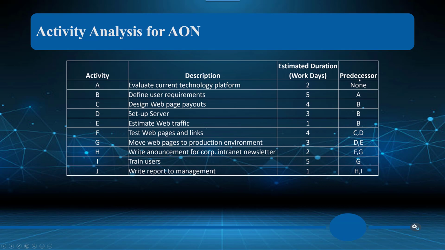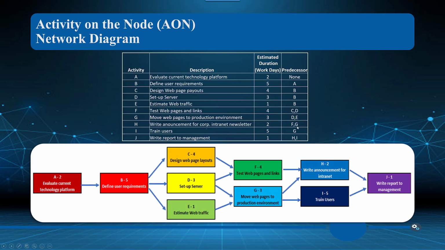Then there's the predecessors, and we'll get a graphical representation of this, which I'm sure will help you understand that in order to start B, A must precede it, it must complete, and then in order to start C, B must be done, D, B must be done, E, B must be done, F, C and D must precede F. Okay, so let me give you an example of this from a graphical representation.